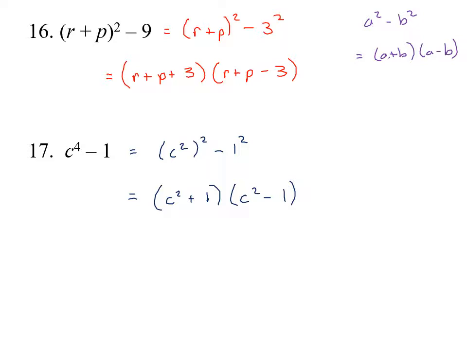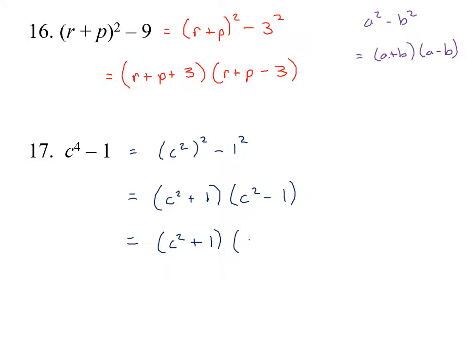Now, if you were to stop there, you are not done. This also can be factored again. The c squared minus 1 is another difference of squares. The first one I can't do anything with, so it'll say c squared plus 1. That one is prime, kind of like number 15 was on the other page.